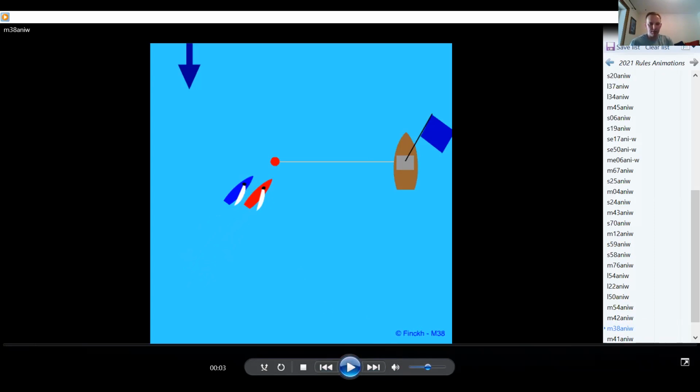So let me get my animator up here really quick. So if blue hits the mark, or let's say blue doesn't hit the mark, but blue just tacks away because blue doesn't want to hit the mark, blue needs to protest red and then sail around and then finish. So what if there's a green boat which finishes before blue because of that? What happens then? Probably green's going to finish ahead.